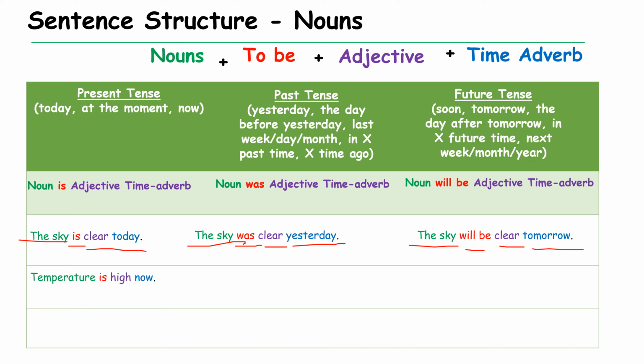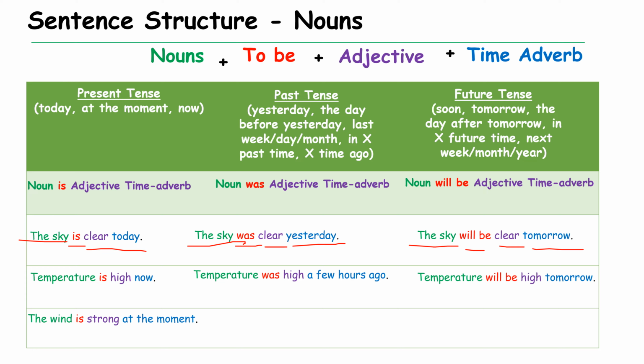A few more examples. Temperature is high now. Temperature was high a few hours ago. Temperature will be high tomorrow. The wind is strong at the moment. The wind was strong last week. The wind will be strong in a few hours.